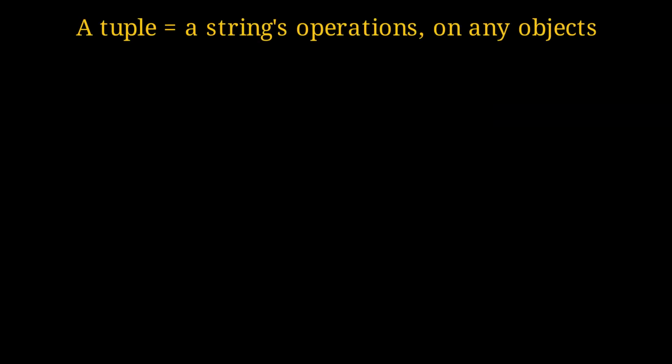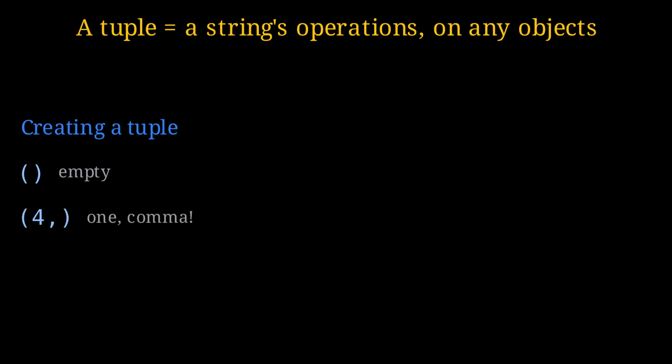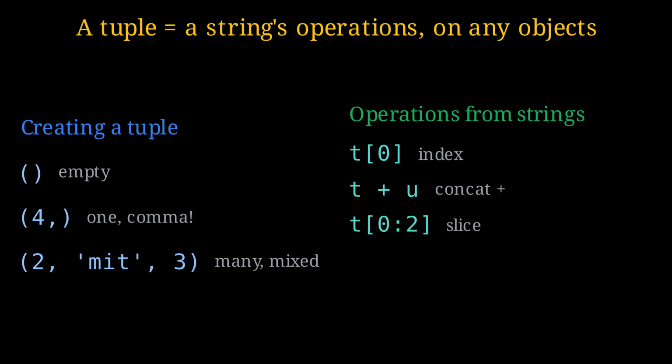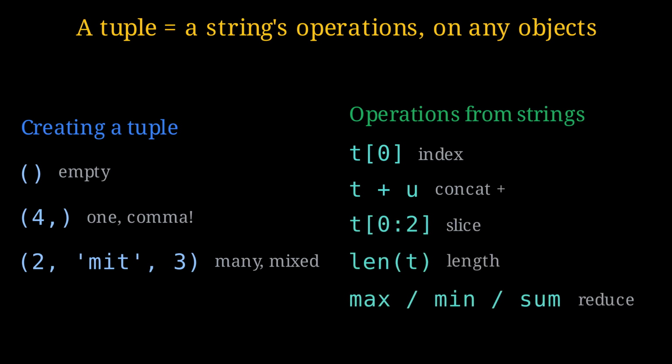So here's the whole picture. A tuple is an indexable ordered sequence of objects, and unlike a string, it can hold a mix of types. We create one with parentheses. Empty is just an open and a closed pair. A single element needs that required trailing comma. Many elements are separated by commas, and every operation you learned on strings carries straight over. Indexing with square brackets, the plus operator to concatenate, slicing, length, and max, min, and sum. Learn the tuple once, and you've mostly relearned the string you already knew.